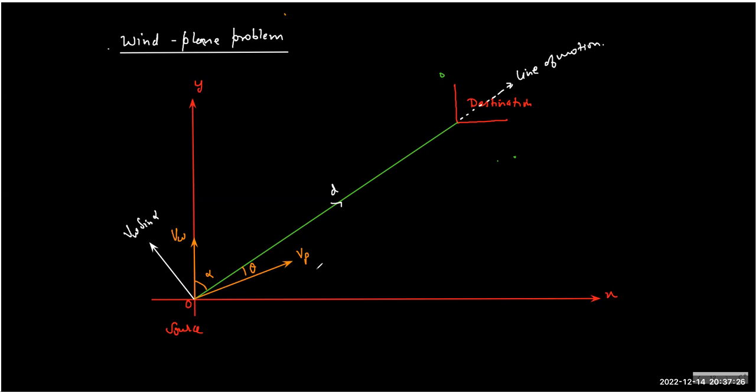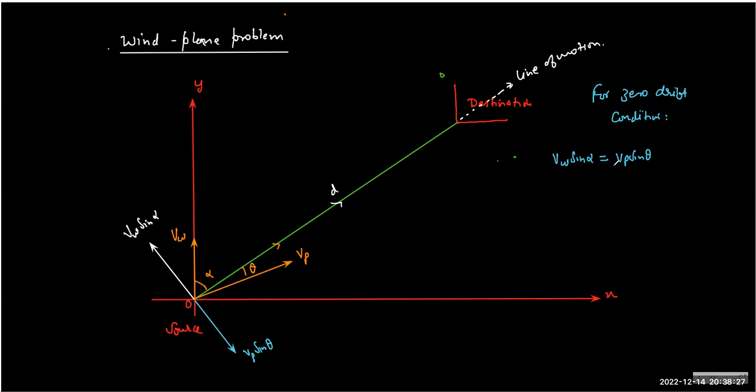Why like this? Because we want to cancel the VW sin alpha. So this component, which I can resolve, will be V plane sin theta. So for the zero drift condition, what is the condition? Which component must be canceling out each other? VW sin alpha is equal to VP sin theta. Very good. So VW sin alpha is VP sin theta.